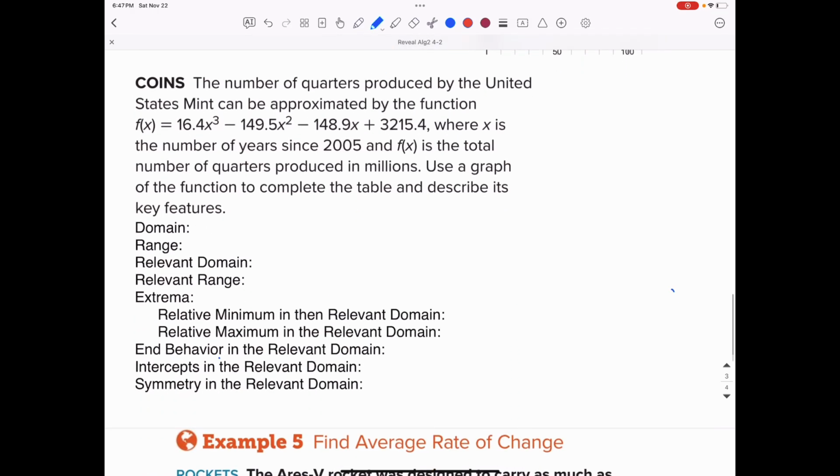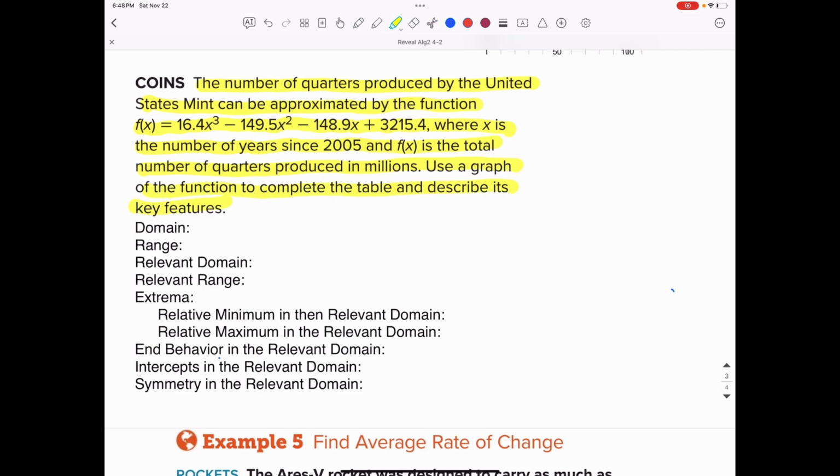Let's try one more similar to that. This time we have coins. The number of quarters produced by the United States Mint can be approximated by the function f of x equals 16.4x to the third minus 149.5x squared minus 148.9x plus 3,215.4, where x is the number of years since 2005 and f of x is the total number of quarters produced in millions. Use a graph of the function to complete the table and describe its key features.